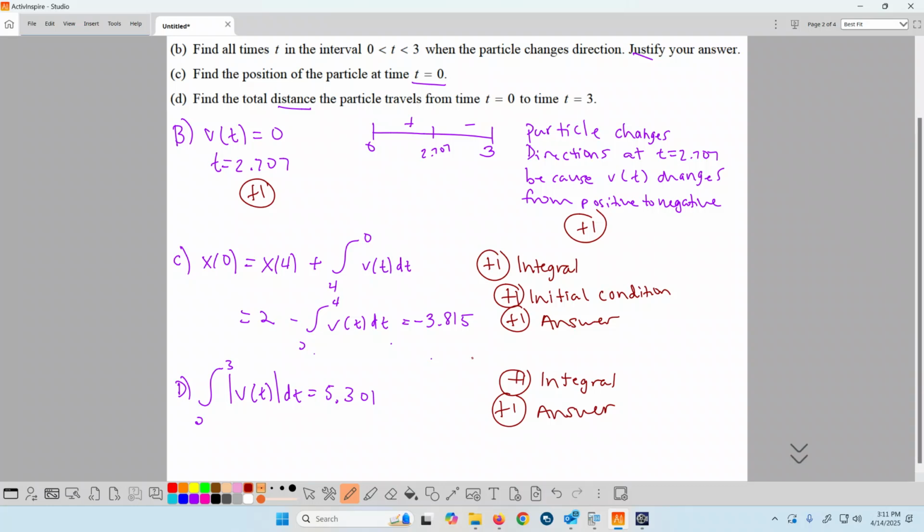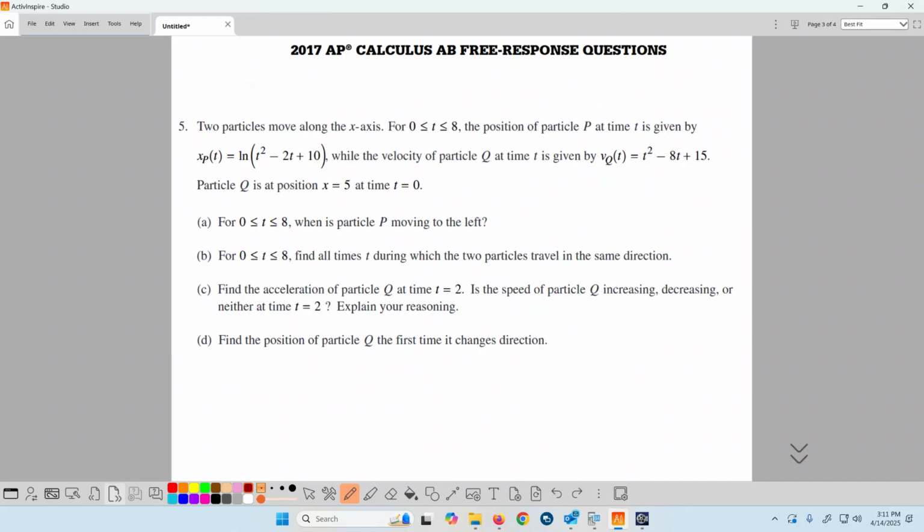So now, let's find the other one in our packet here. That's 2017. I like that one also because that one is a non-calculator FRQ. You'll notice here it's listed as problem number 5. For problem number 5, this time we have 2 particles moving along the x-axis for a time of 0 to a time of 8. The position of particle P at time t is given as x of P of t, and then we have this function here.